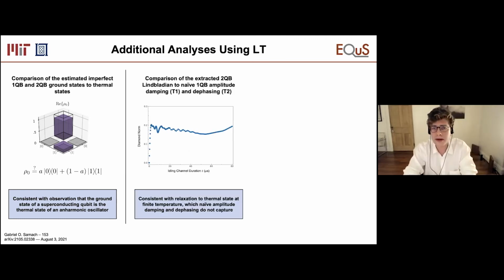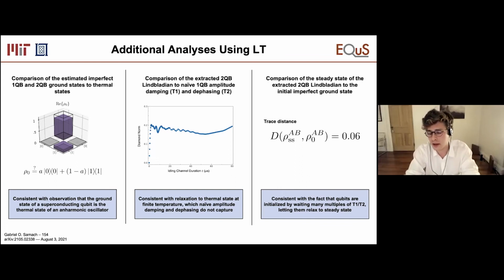Another analysis we ran was to compare the extracted 2-qubit Lindbladian to, what I kind of crudely call, naive single qubit amplitude damping or dephasing channels. So these are maybe the simplest pictures you'd use to describe single qubit T1 or T2 processes. And then here in this plot, which I won't go into in any great detail, again, we're plotting the idling channel duration on the x-axis, and on the y-axis, we're plotting the diamond norm between our extracted 2-qubit Lindbladian and these so-called naive channels. And we find that there is some disagreement between the two, which is good. We would expect to see some. And this is consistent with the fact that we're well describing relaxation to a thermal state at finite temperature, which this naive amplitude damping and dephasing would not capture. So in some sense, we're capturing the true evolution of our state, which these two pictures would not well describe.